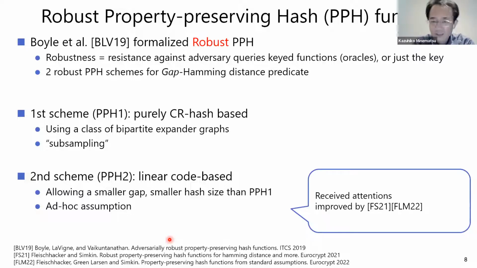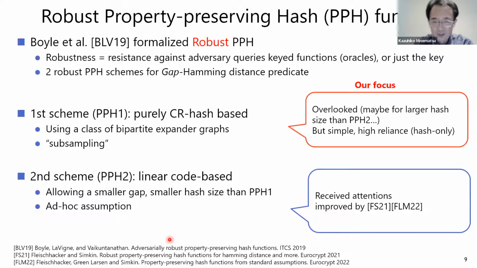In my opinion, because of this, PPH2 inspired follow-up works, and there are some improvements in terms of the hash size and the cryptographic assumptions. But the first construction is largely overlooked. That may be because it has a larger hash size than PPH2, but its hash-only construction is simple and will give us high reliance on the security.